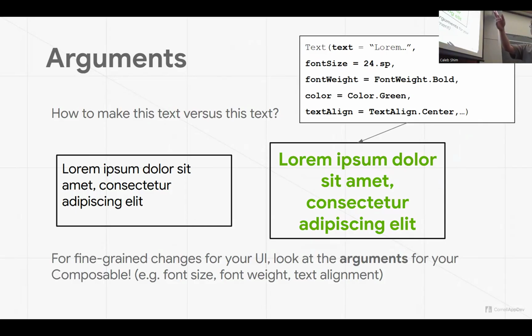So on the left is maybe the original text, and on the right is what we want to get to, right? So this is maybe what your design team might give you. And a lot of built-in composables, like text, for example, come with arguments. Here are a couple of examples. We want to make the text bigger, so that's font size, and then maybe make it a little more bold. That's the font weight, color, screen, and then text align, make it centered.